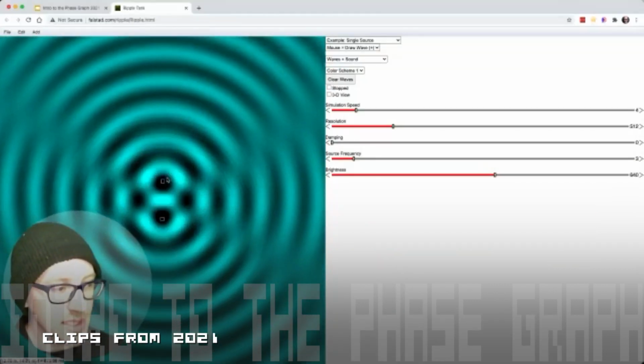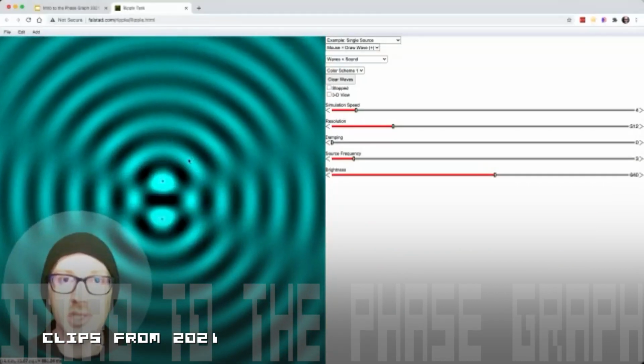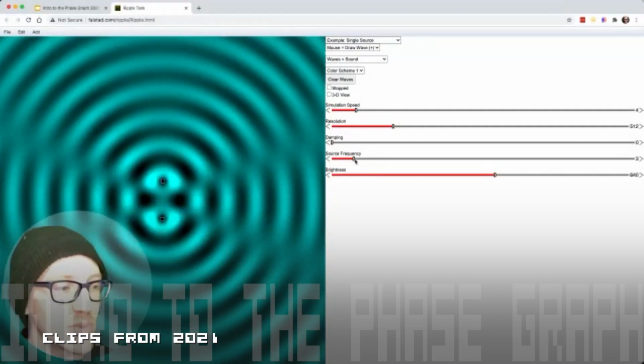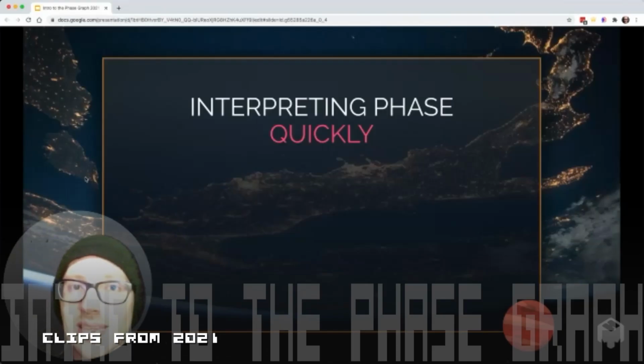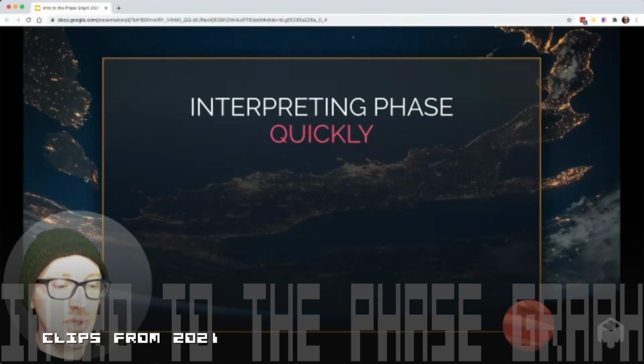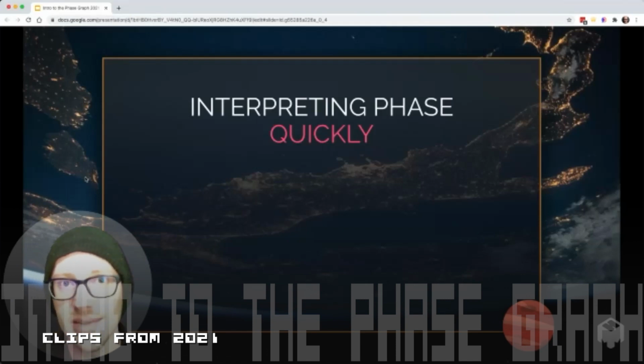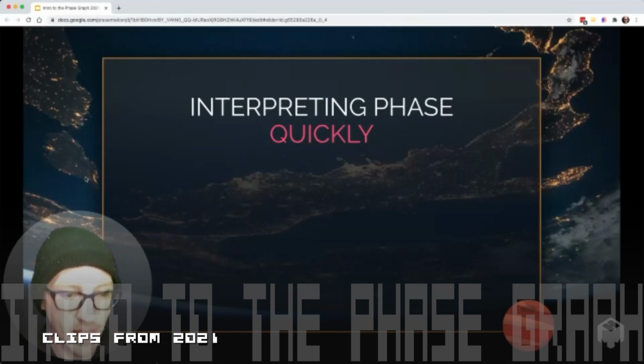So not only does this pattern change as displacement changes, as physical offset changes, but we're also gonna see that it changes with frequency. This is probably why you guys are here. You wanna know how to interpret the phase graph quickly, make decisions quickly without having a PhD, right? And the way we're gonna do that is by learning to identify some chips, some shapes.